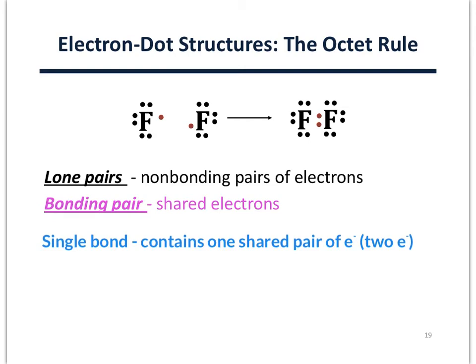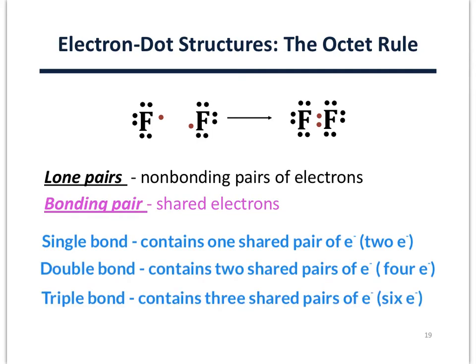Sometimes atoms share more than a single pair of electrons between them. When 2 electron pairs are shared, we call the resulting bond a double bond. Remember that this is the sharing of 4 total electrons between the atoms. Triple bonds occur when 3 pairs of electrons are shared, and this equates to 6 total electrons.